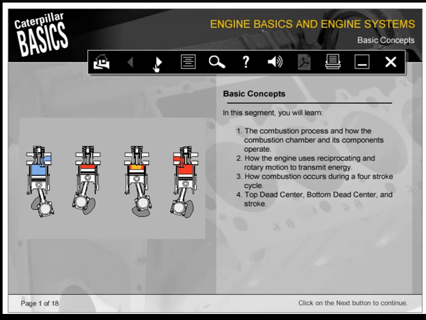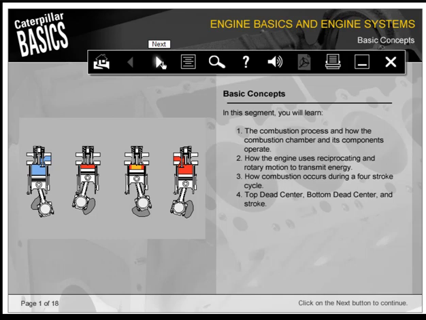In this segment, you'll learn about the combustion process and how the combustion chamber and its components operate, how the engine uses reciprocating and rotary motion to transmit energy, and how combustion occurs during a four-stroke cycle. You will also be able to define top dead center, bottom dead center, and stroke.